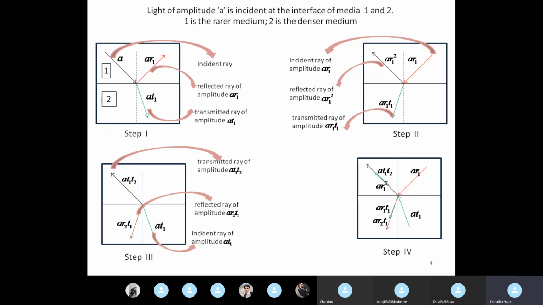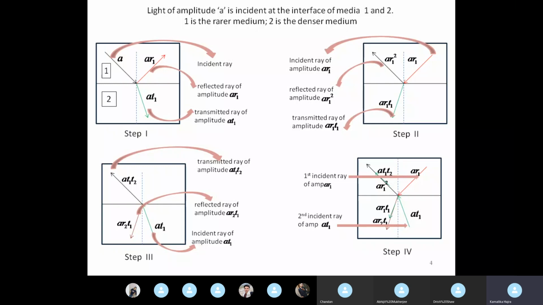We also have another incident ray. It is possible to make two rays incident at the same time, right? If you place two sources, one over here and the other over here, then we have two sources sending incident rays simultaneously. So we have one incident ray of amplitude AR1 and a second incident ray of amplitude AT1. You have to understand that these two rays are incident at the same time. They are coming in simultaneously.